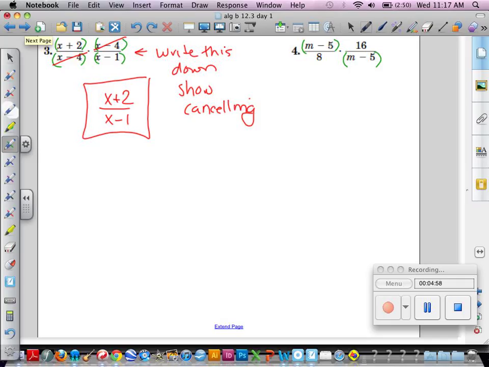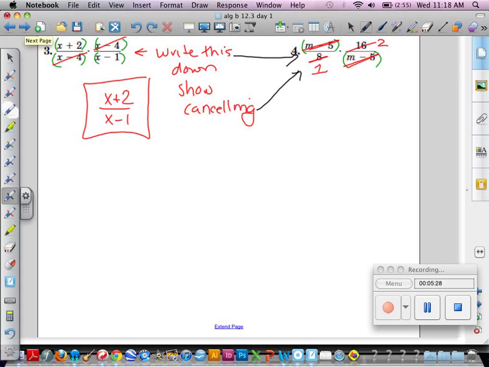And so you're already probably saying, I'm going to cancel all the quantities m minus 5, parentheses around those. I'm going to cancel those so those look alike. And then the 8 and the 16, 8 goes into both of those. So this becomes a 1, and this becomes a 2. So once again, first thing you have to do is write down the problem. This is in your homework. Make sure you're showing your canceling also, and then you're going to write your final answer down.